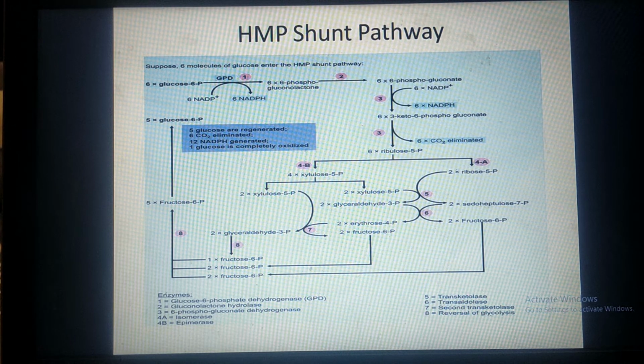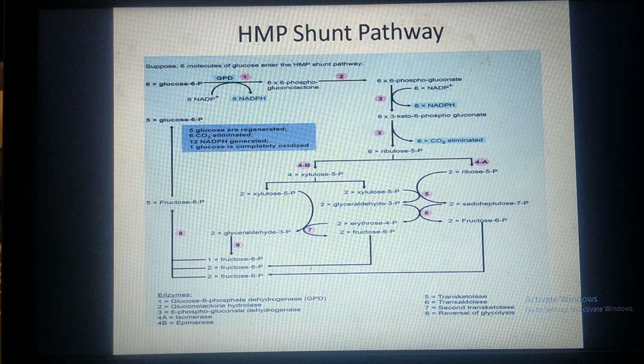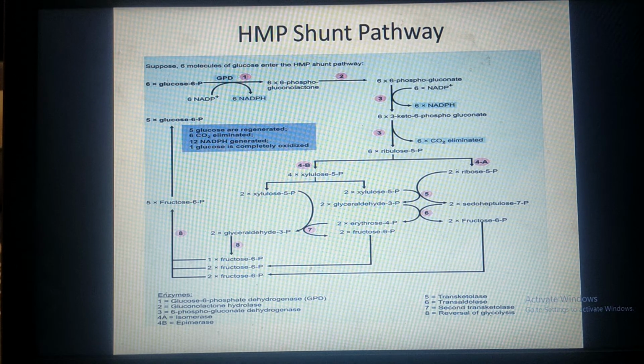Now here the interconversion starts. Out of 6 molecules of ribulose 5-phosphate, 4 molecules epimerize to form xylulose 5-phosphate and 2 molecules isomerize to form ribose 5-phosphate. Now these 2 molecules of ribose 5-phosphate then combine with 2 molecules of xylulose 5-phosphate. Out of 4, 2 molecules of xylulose 5-phosphate combine with 2 molecules of ribose 5-phosphate to form 2 molecules of glyceraldehyde 3-phosphate and 2 molecules of sedoheptulose 7-phosphate.